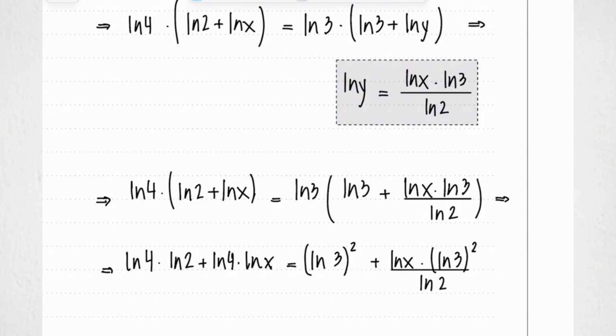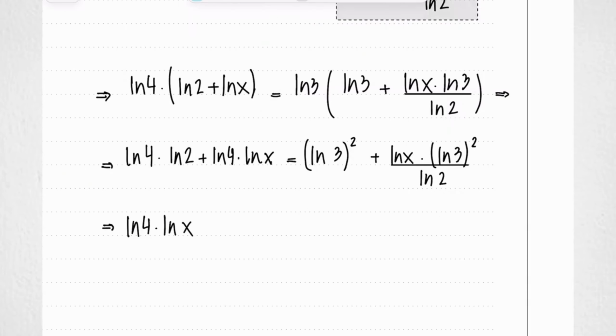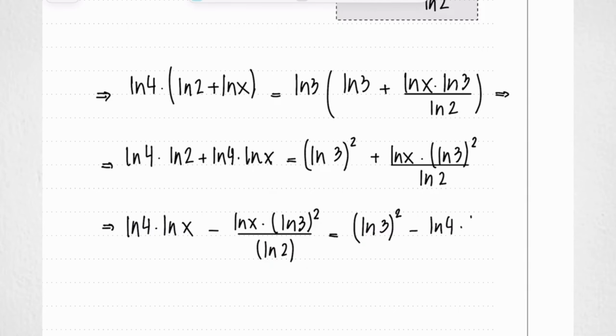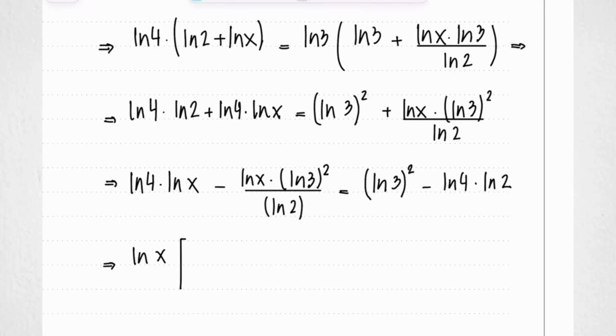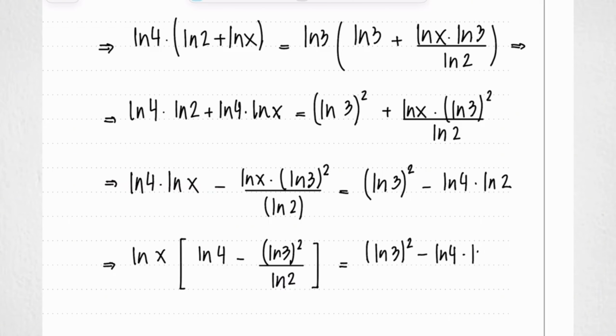Now we're going to move every term that has x or ln of x to the left-hand side, and every term that does not to the right one. Ln of 4 ln of x minus ln of x ln of 3 squared over ln of 2 equal to ln of 3 squared minus ln of 4 ln of 2. Now putting ln of x as a common factor, we have ln of 4 minus ln of 3 squared over ln of 2, which is equal to ln of 3 squared minus ln of 4 times ln of 2.